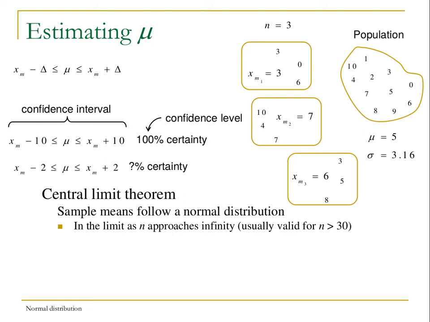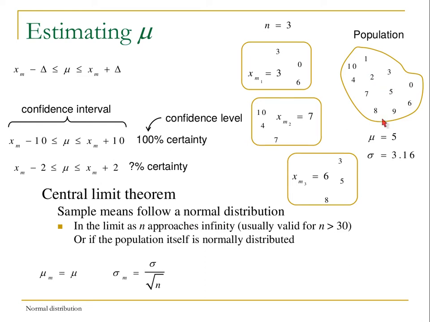There's another case in which we can apply this, and that's if the population itself is normally distributed. So if we know that this population follows a normal distribution, then the sample means will follow a normal distribution, even if the sample sizes are small. But typically, we don't know the statistics of the population.